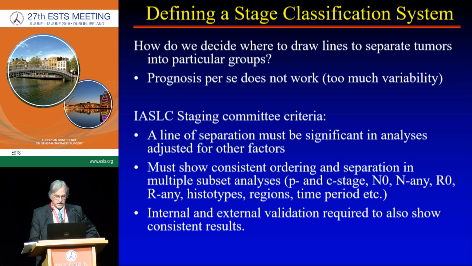One other thing of how this was developed: the ISLAC staging committee had to decide, how do you decide where to draw the line between different stage classification systems? And the decision was, it can't just be prognosis, because the prognosis of a certain size tumor, for example, in Asia is not the same as in Europe. But the difference between a 3-centimeter or 2-centimeter tumor had to be useful in Asia, useful in Europe, significant in North America, significant for squamous, for adenocarcinoma, and that consistency of that discrimination is really the thing that determined it, with a lot of internal and external validation. So just wanted to give a little background, what's behind staging and why it's important.